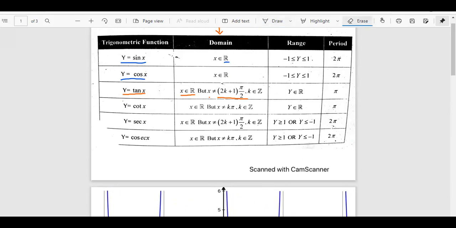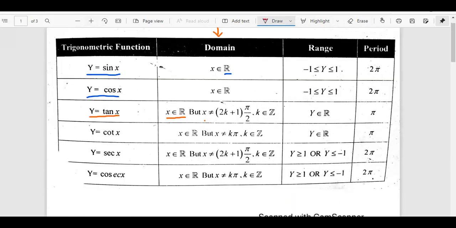Now look at this. We can't include all of them, so we will just write a general formula. So they're saying that k is an integer. When we talk about integers, we have numbers like minus 3, minus 2, minus 1, then we have 1, 2, and 3. These are your integers.